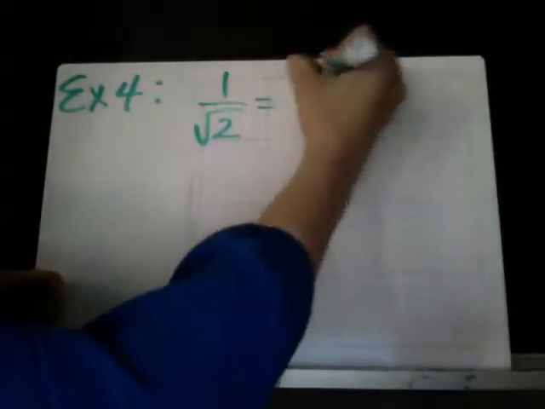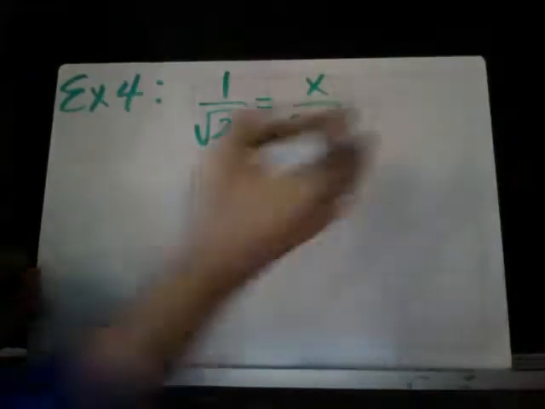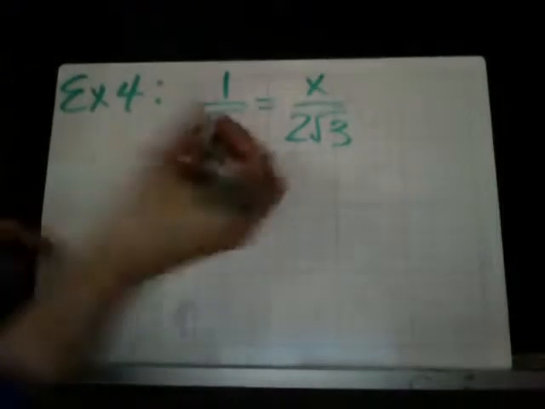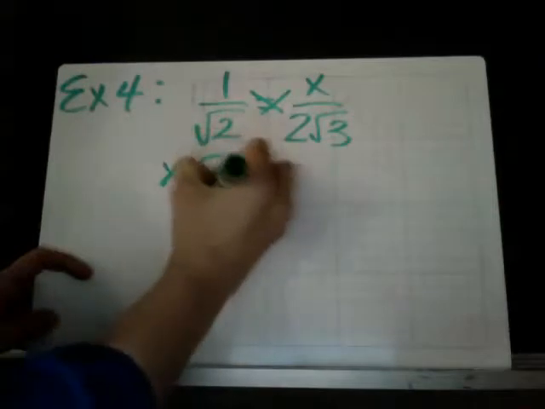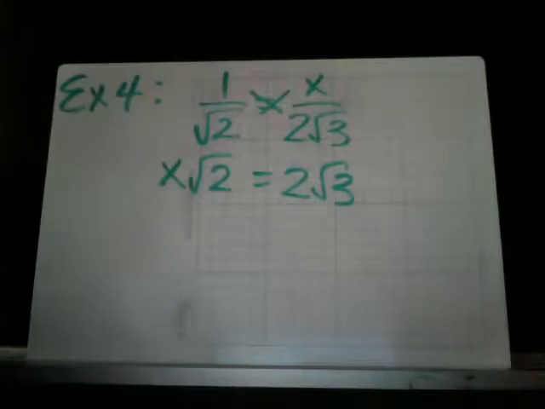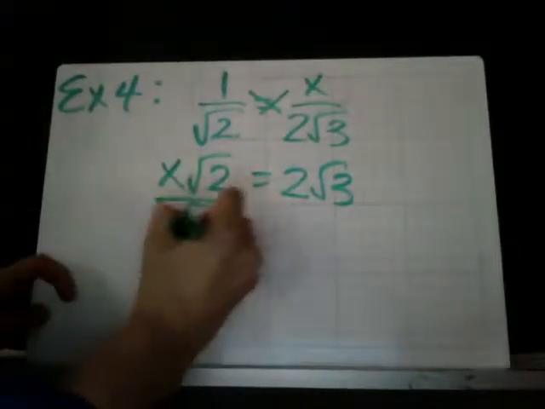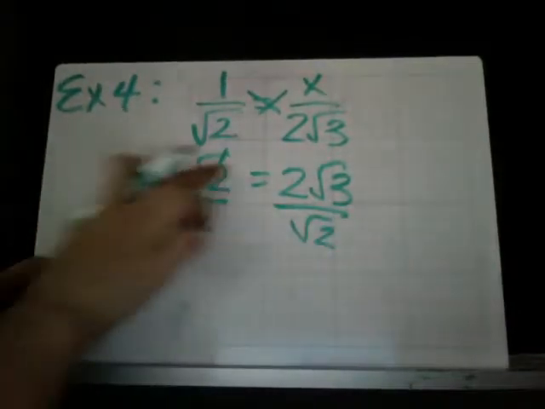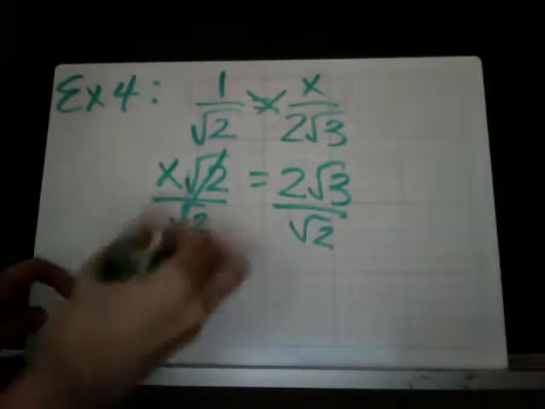Our last example is 1 over the square root of 2 is equal to x over 2 square roots of 3, and then we are solving for x. So once again here, let's go ahead and cross multiply. Okay, my cross products, I get x times the square root of 2 equals 2 times the square root of 3. Okay, I want to get x by itself, so I want to go ahead and divide both sides by the square root of 2. Right. Well, then I have x equals 2 square root of 3 divided by root 2.